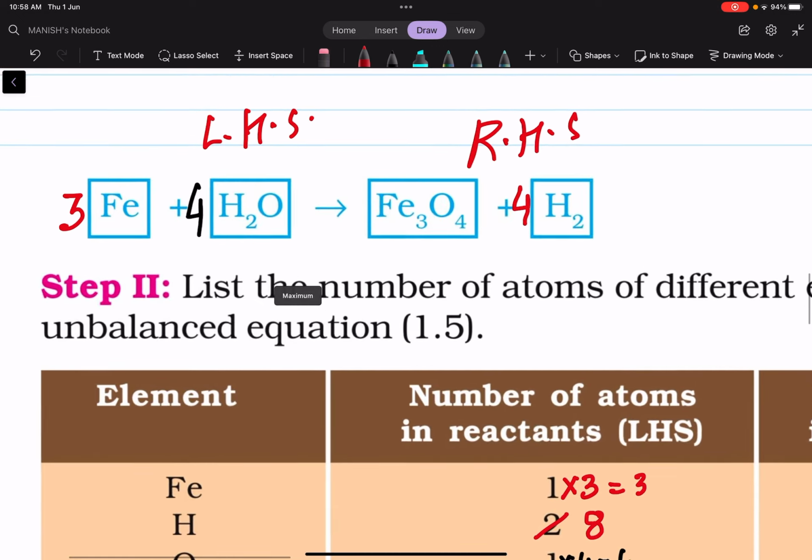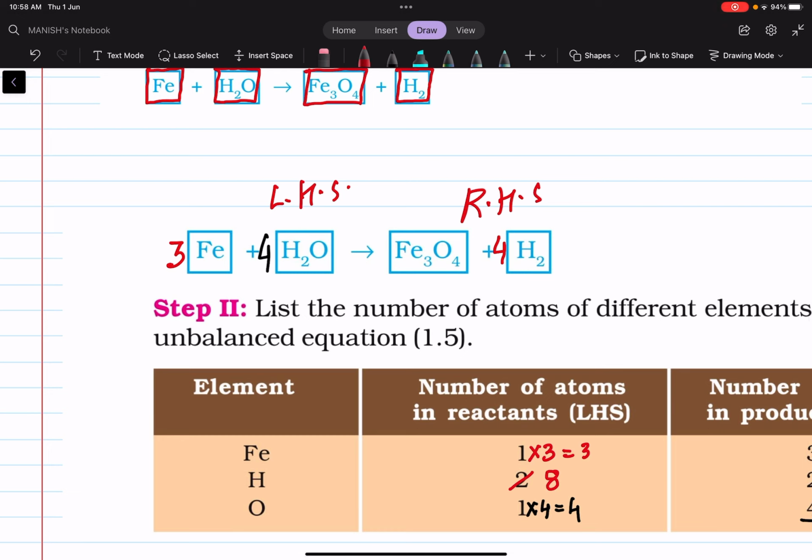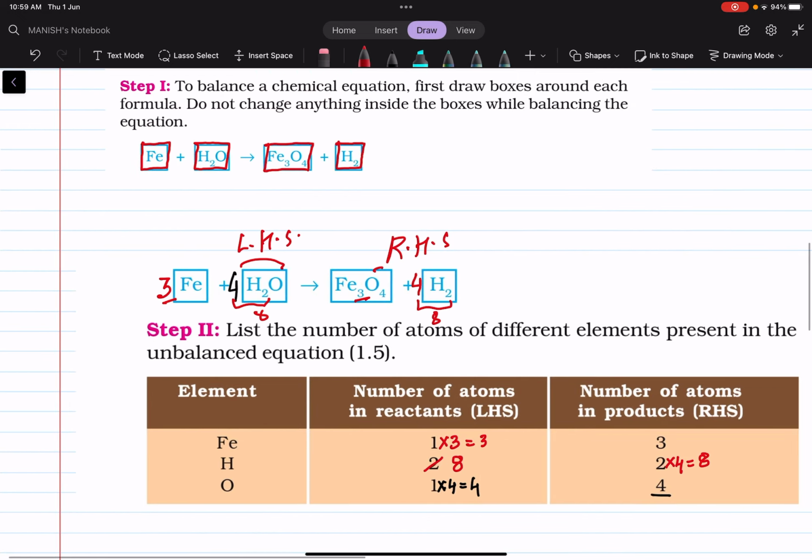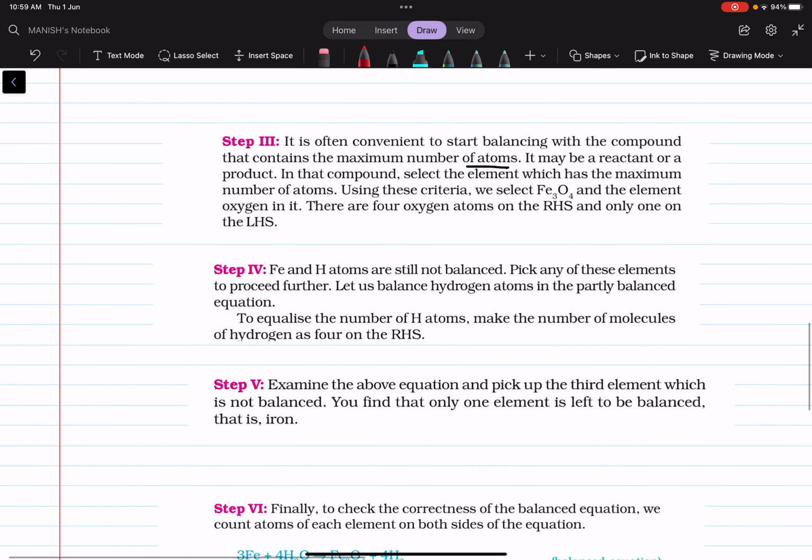You can check the number of atoms of iron, hydrogen and oxygen in the left hand side and right hand side. Iron is 3, 3. Hydrogen is 4 into 2, 8, and 4 into 2, 8. Oxygen is 4, oxygen is 4. So this equation is balanced. Okay, so these are the steps.